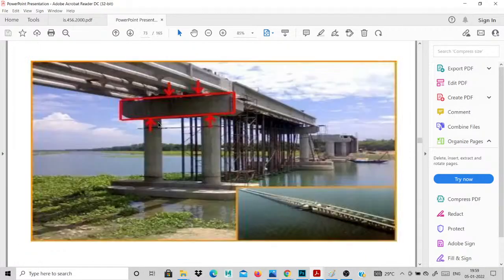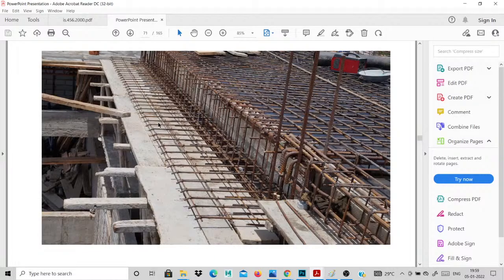Now it's clear how to take the values for your column design, and these values are the main ones. The other design procedures are easy. Simply take any book or code book, refer to it, then go for your designs. Okay, fine. Thank you all.